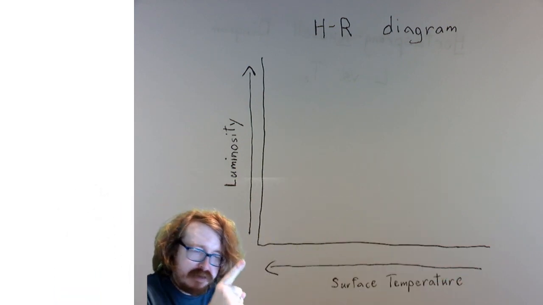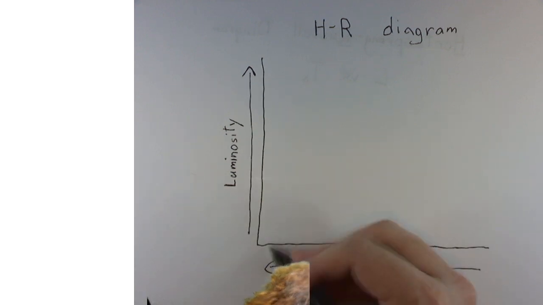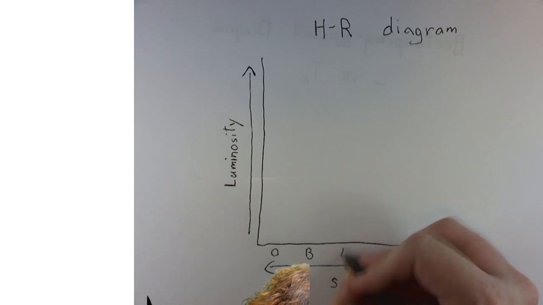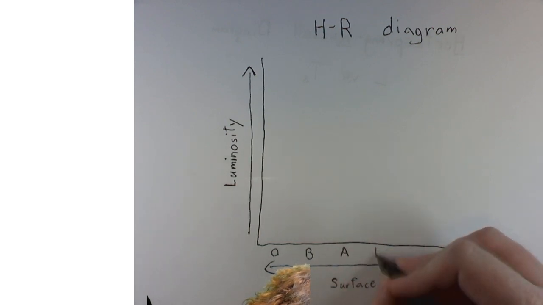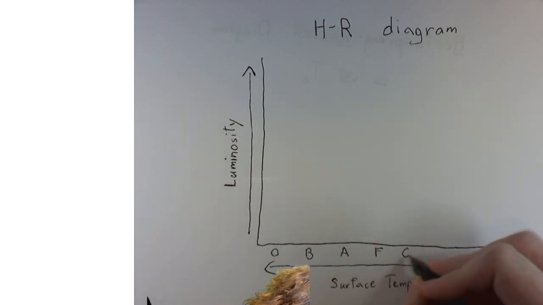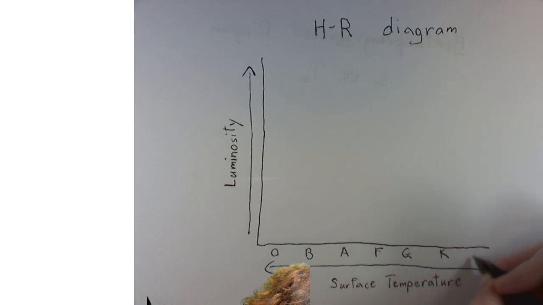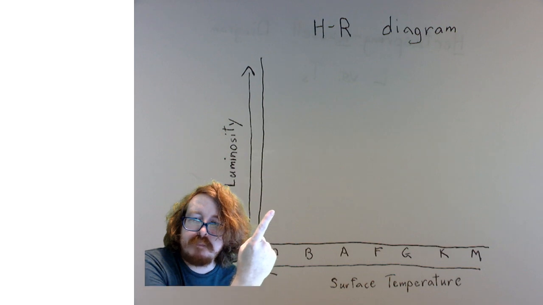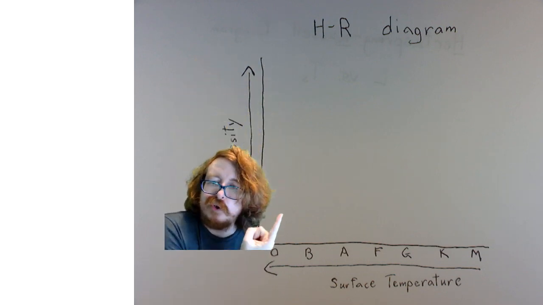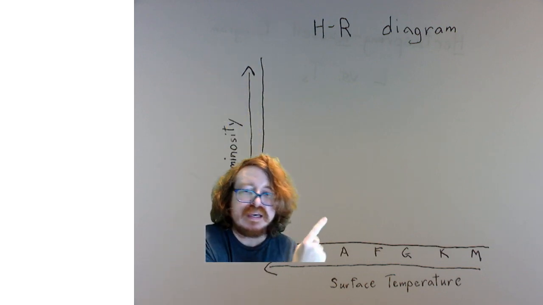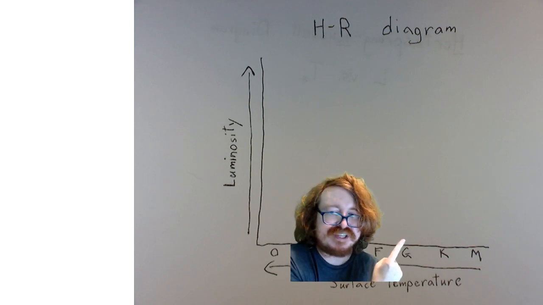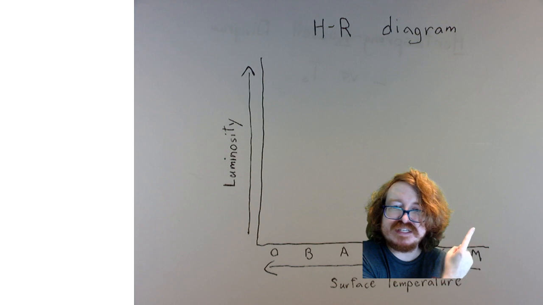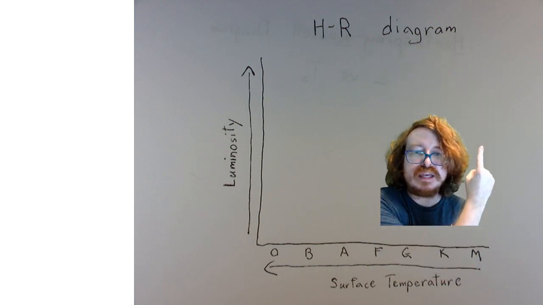So I can put down here O, B, A, F, G, K, M. And so that means that any star that ends up above the O would be an O, and it would also be hot. Any star that ends up over the G would be sort of medium, and M would be cold. These would all be M's over here.